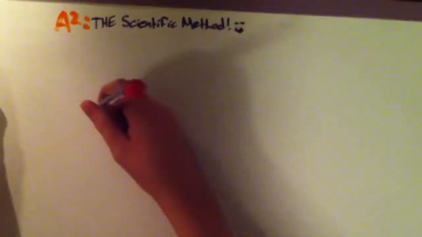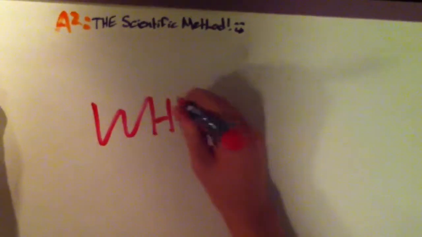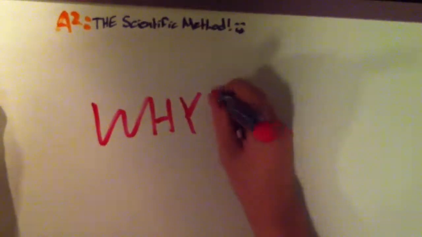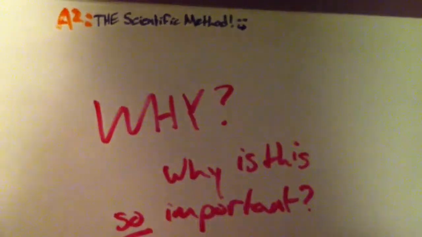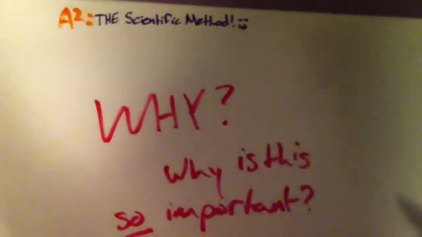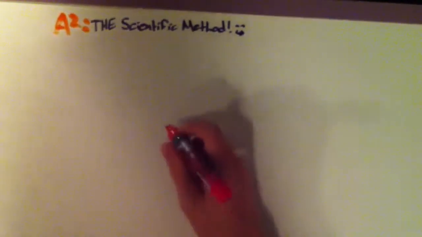And last but not least, why? Why is this so important? The scientific method is important to us for a lot of reasons, but mostly so that people can't just create random ideas and put them out there as fact. It gives us a basis for judging what's true and what's make believe. It gives us tangible physical proof.